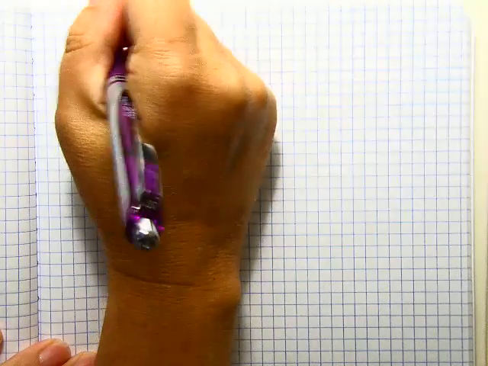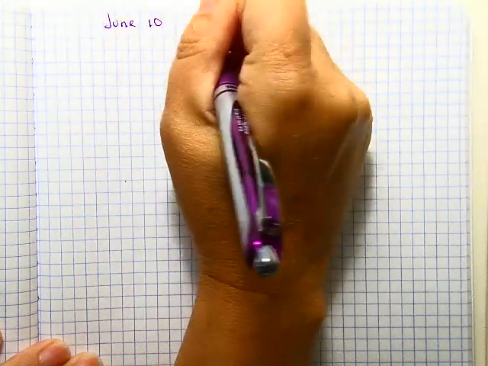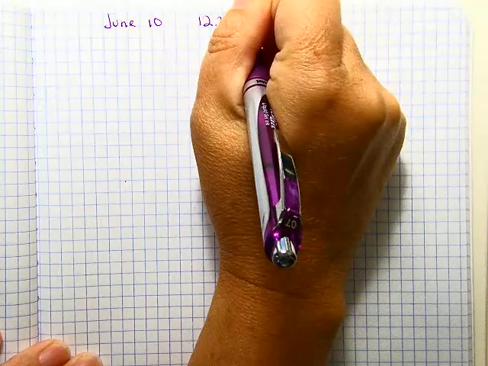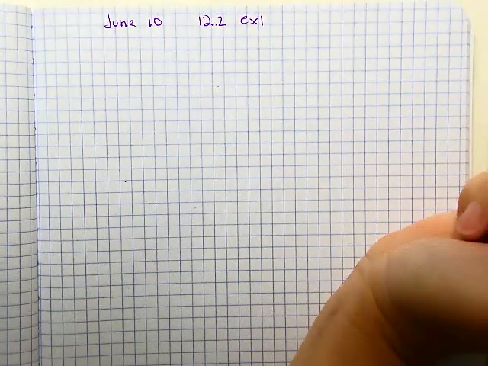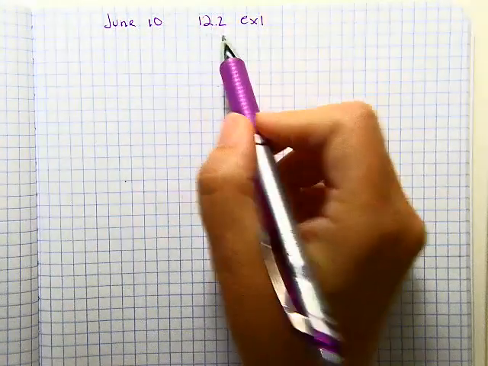Wednesday. Today is June 10th, and we're starting 12.2. Today we're just going to cover example 1, and 12.2 is the final section we will do.